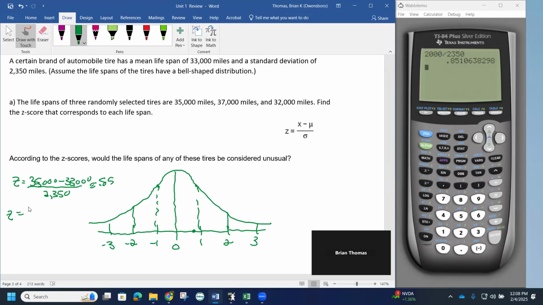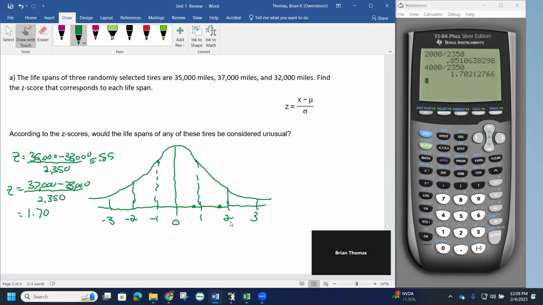For a 37,000 mile tire, if we subtract the mean and divide by the standard deviation, that'll generate a z-score. So 37,000 minus 33,000 would be what? 4,000. If I divide that by 2,350, that gives me a z-score of about 1.70. So 1.70 would put us about here. Not quite two standard deviations from the mean.